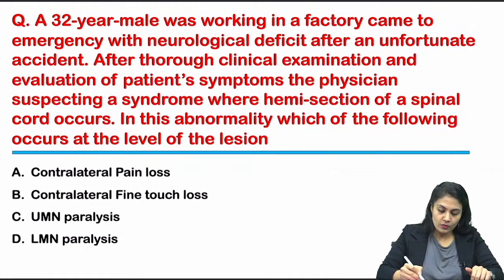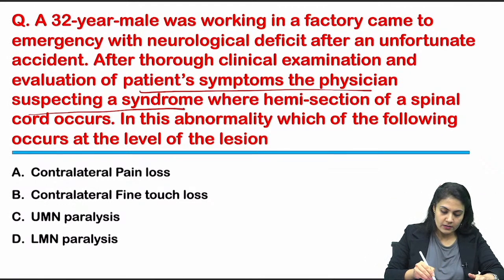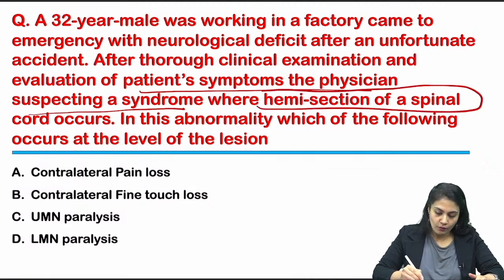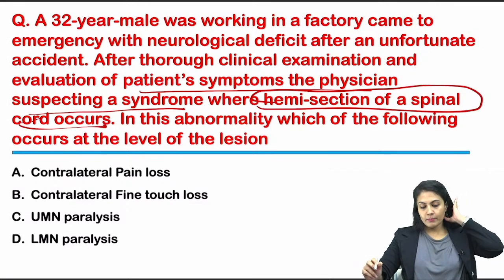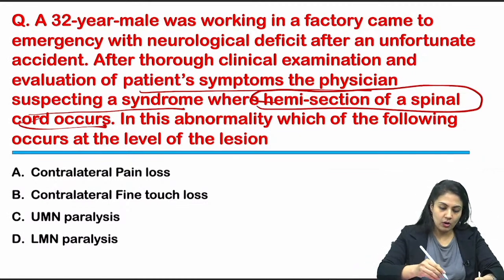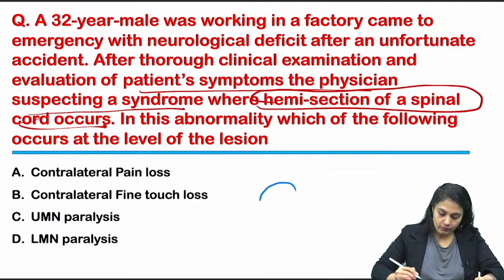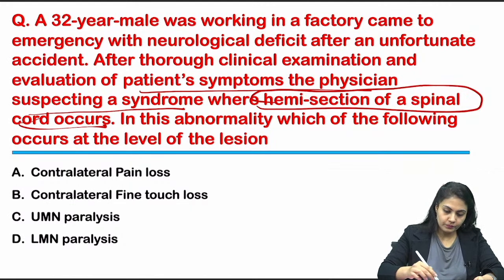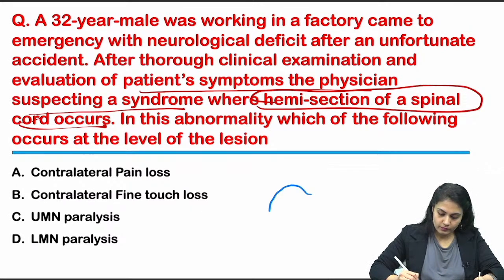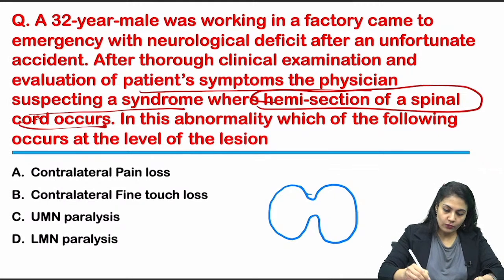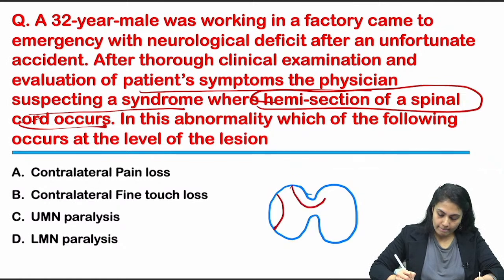A 32-year-old male was working in the factory, came to the emergency with a neurological deficit. Okay, paragraph question. In this anomaly, patient symptoms, the physician suspects a syndrome where hemisection of the spinal cord occurs. In this abnormality, which of the following occurs at the level of the lesion? Hanji, please tell me. At the level of lesion, what is going to happen, guys? Below, what is going to happen? Above, what is going to happen?